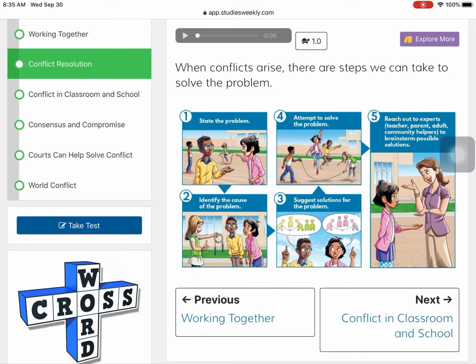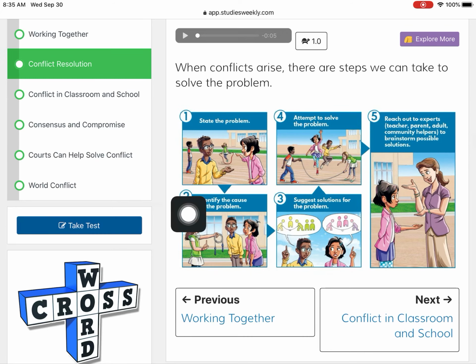We need to always listen to the other side and then pause and take a couple deep breaths if you feel yourself getting angry during these disagreements. It's okay to disagree. What's not okay is to be mean to somebody because you disagree with them.